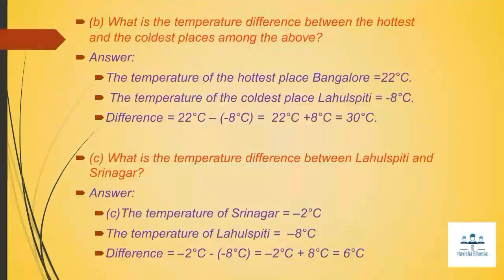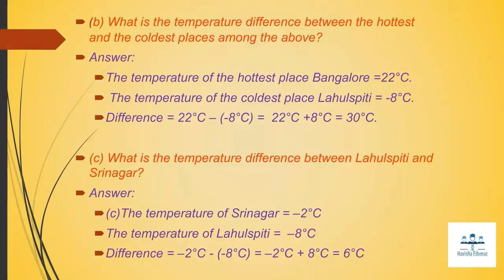The temperature of the hottest place, Bangalore, is 22 degrees Celsius. The temperature of the coldest place, Lahaul Spiti, is minus 8 degrees Celsius. Difference is 22 degrees Celsius minus minus 8 degrees Celsius. Minus into minus becomes plus. So 22 degrees Celsius plus 8 degrees Celsius is equal to 30 degrees Celsius.